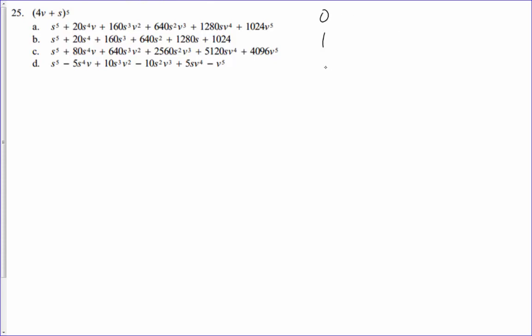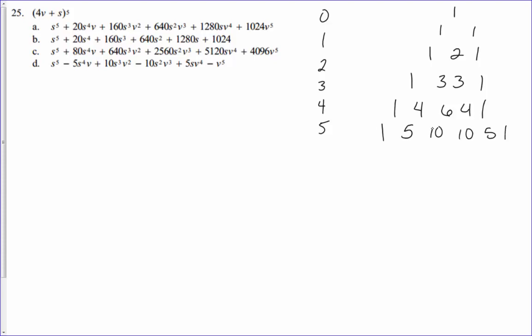So 1, 2, 3, 4, and 5. So that's just a 1. Row 1 is just 1, 1. Row 2 is 1, 2, 1. Row 3 is 1, 3, 3, 1. Row 4 is 1, 4, 6, 4, and 1. And row 5 is 1, 5, 10, 10, 5, and 1. So that's the row we need.